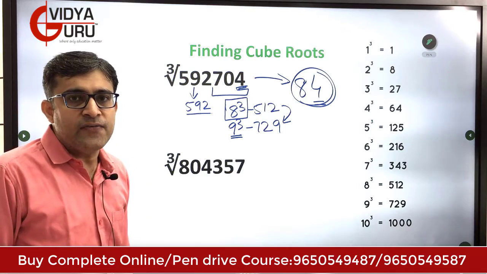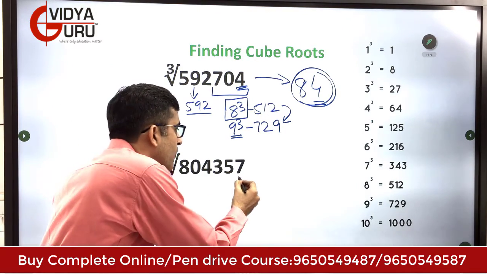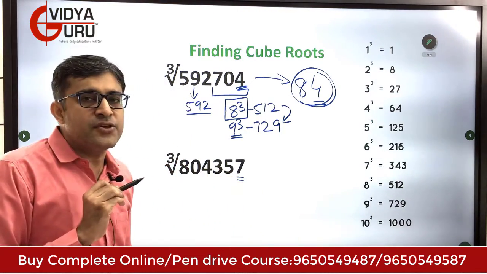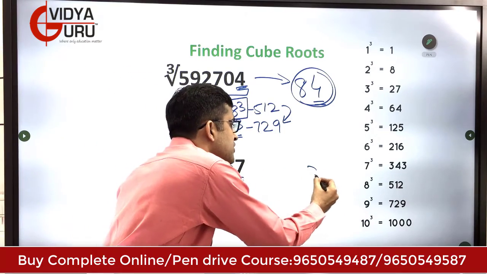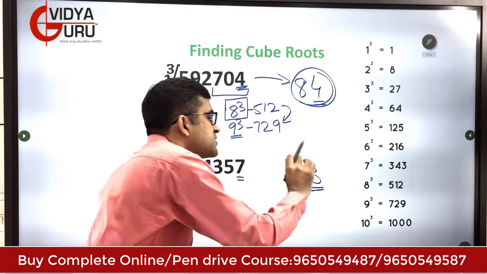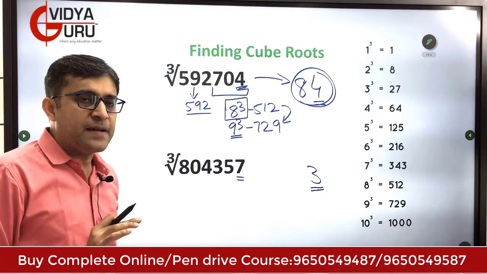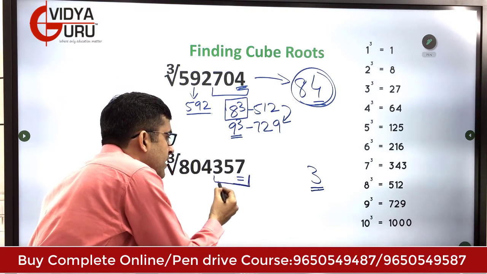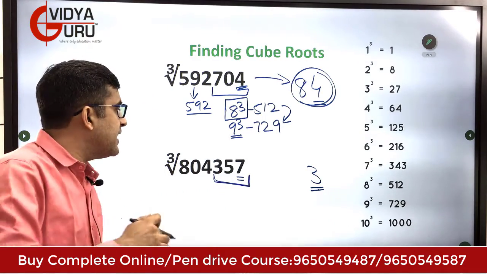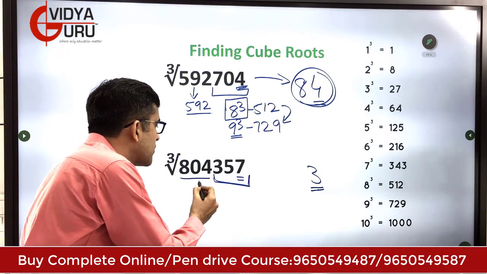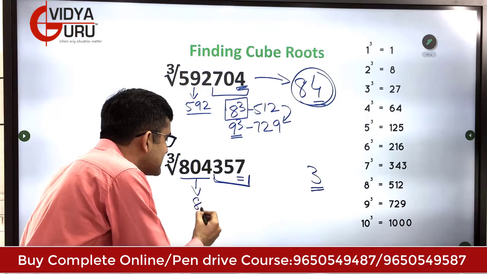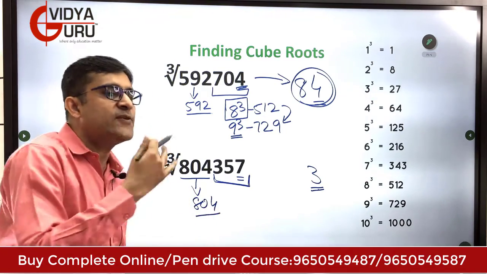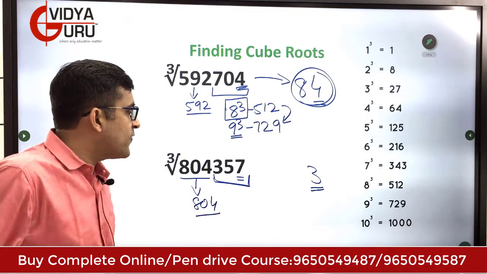804,357. So looking at the units digit, I know the units digit of the cube root will be 3. The units digit of the cube root is 3. I have made a pair of 3 digits from the right. What I am left with is 804. Now let's analyze 804. Where will it fall? Students, where will it fall?